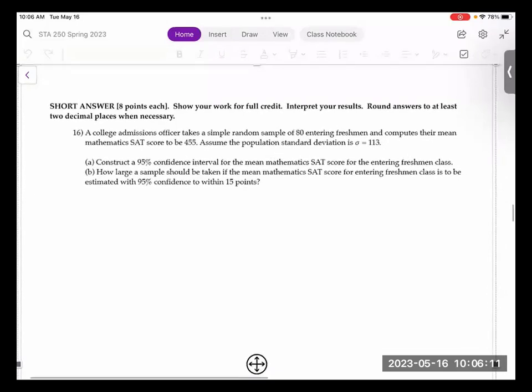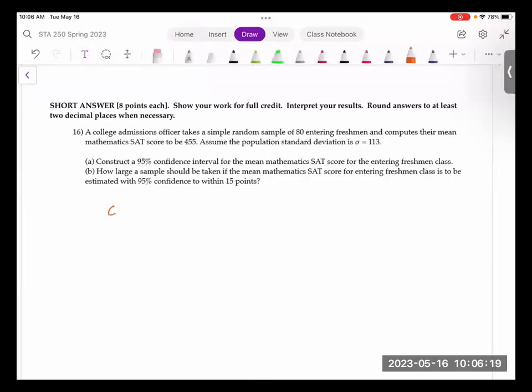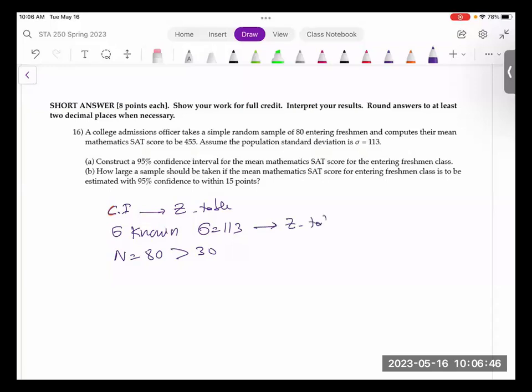Okay, so what you're gonna do first, you need to define your formulas, right? So we defined already the Z table for the 3 reasons. Confidence interval. Every time you are doing the confidence interval, usually Z table, at least 99%. The second thing, sigma is known, and the sigma is going to be 113. And again, now you have the n equals to 80, which is greater than 30, right? So all of them indicate to the Z table.